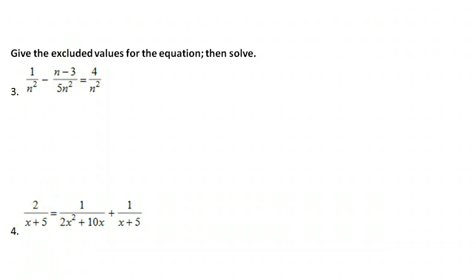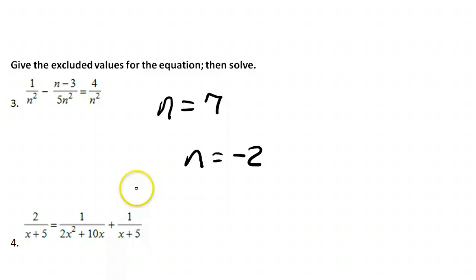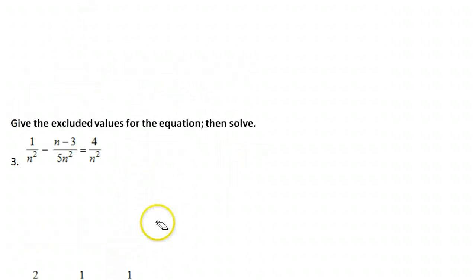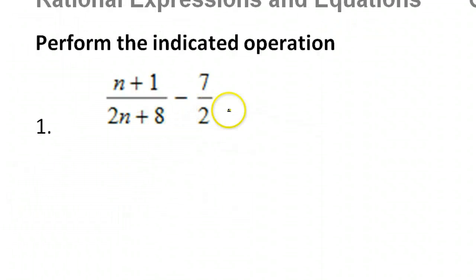These are equations. Our goal is to get all the way down to n equals 7 or n is equal to -2 or whatever it is. So please notice that these are different problems and they will be treated differently. Students mix those up a lot. So number 1, there's no equation, so we are just simplifying this expression. We are subtracting these two fractions.